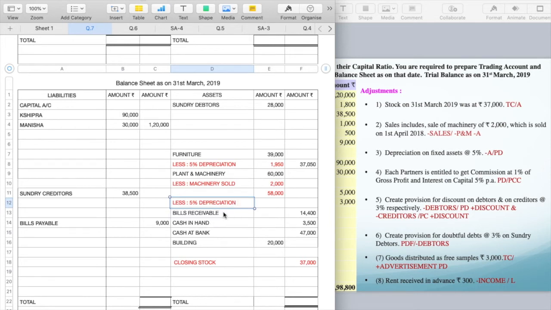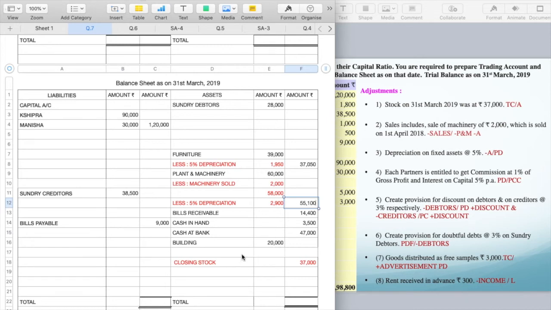So less 5% depreciation, but now we are supposed to calculate on 58,000. Okay, as I told you that the machinery sold is on the very first day of the year. So for the entire year we use the machinery valued rupees 58,000, right? So on 2,000 we are not supposed to charge any depreciation. Okay, so calculate 5% on 58,000. You will get an answer of rupees 2,900. You will get a balance of 55,100 in the outer column.